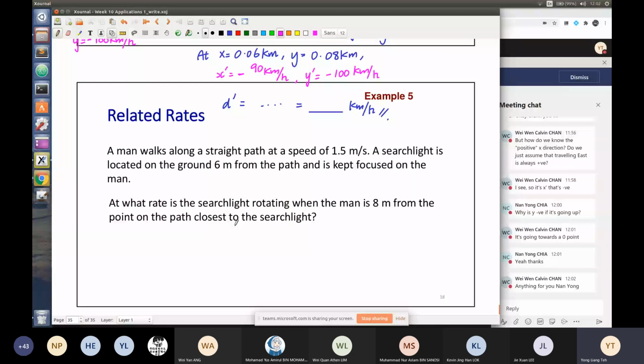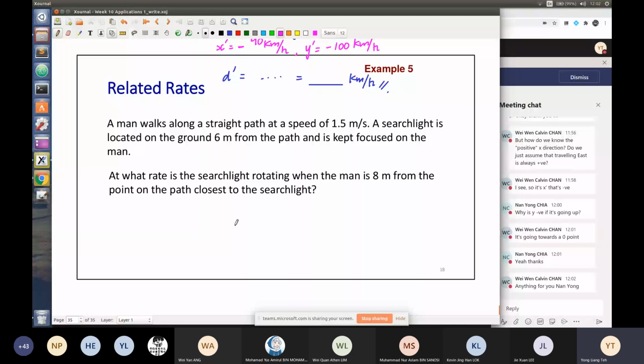I think this is the last example for this part. Let me just push through another 5 minutes to finish up this example, and then we will take a break before we move on to linear approximations. We have a man walking along a straight path at a speed of 1.5 meters per second. A searchlight is located on the ground 6 meters away from the path and kept focused on the man.